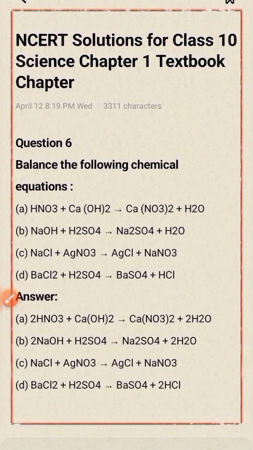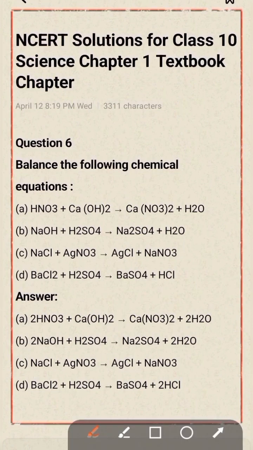Balance the following chemical equations. Similarly, please see the special video on how to balance; please see the description box. Now number 1: HNO3 nitric acid plus Ca(OH)2 calcium hydroxide form Ca(NO3)2 plus H2O. That is the balanced equation: 2HNO3 plus Ca(OH)2 form Ca(NO3)2 plus 2H2O.